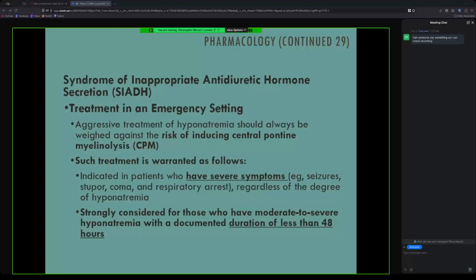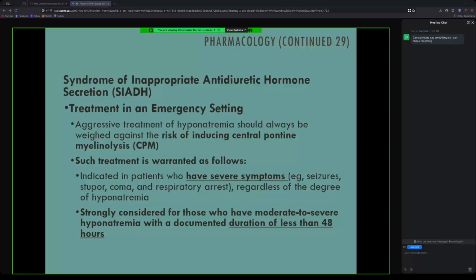So in emergency settings for SIADH, severe symptomatic hyponatremia, they're having seizures, stupor, coma, respiratory arrest, right? Life-threatening symptomatology. We treat aggressively, regardless of the actual sodium number. So the symptoms are what's going to drive the urgency for SIADH. If the patient has moderate to severe hyponatremia and it's been under 48 hours, so it's acute, we're going to aggressively correct the underlying issue.